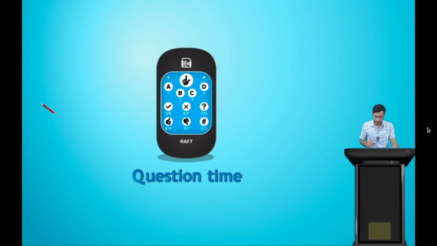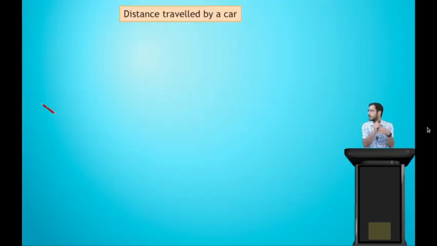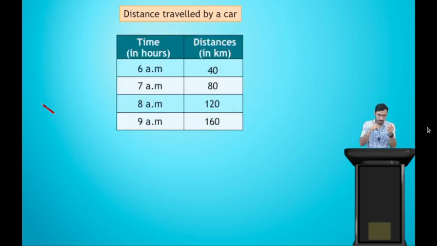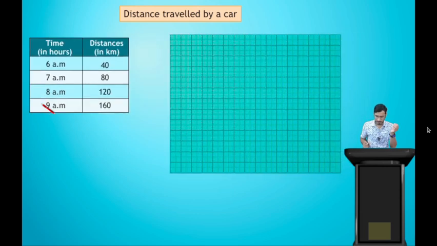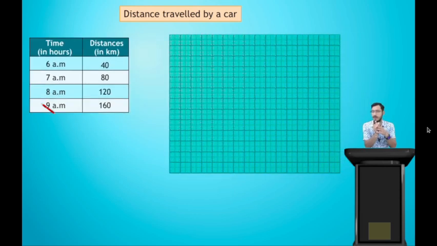Okay, very good. Now let's move to the next part. Distance traveled by a car. You can see the table here, time and distance. At 6 a.m. the distance is 40 kilometer, at 7 a.m. the distance is 80 kilometer, at 8 a.m. 120, and at 9 a.m. 160 kilometers. Now draw the graph for this particular situation.